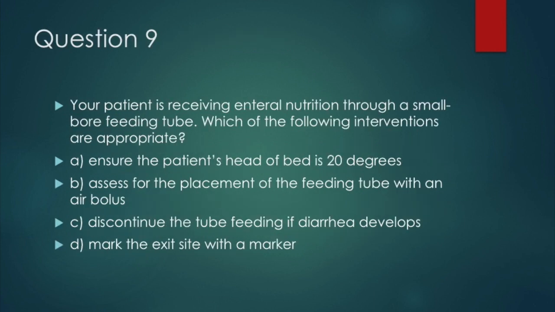Question 9. Your patient is receiving enteral nutrition through a small bore feeding tube. Which of the following interventions are appropriate? A. Ensure the patient's head of bed is 20 degrees. B. Assess for the placement of a feeding tube with an air bolus. C. Discontinuation of tube feeding if diarrhea develops. Or D. Mark the exit site with a marker.